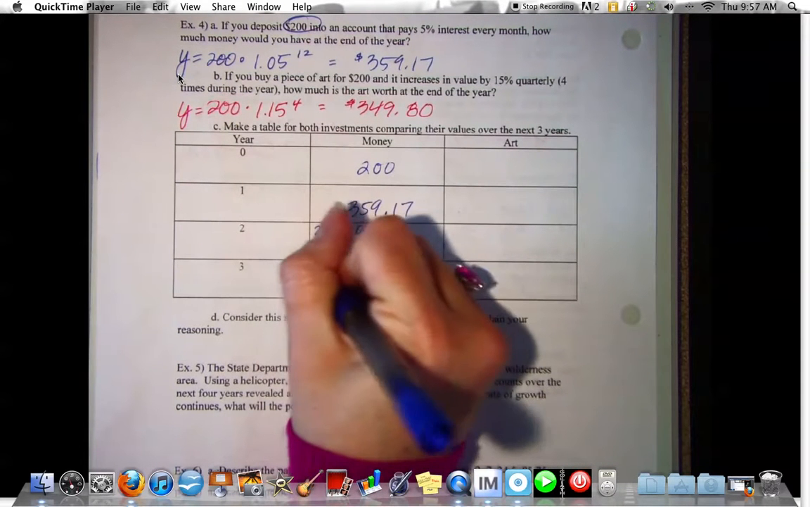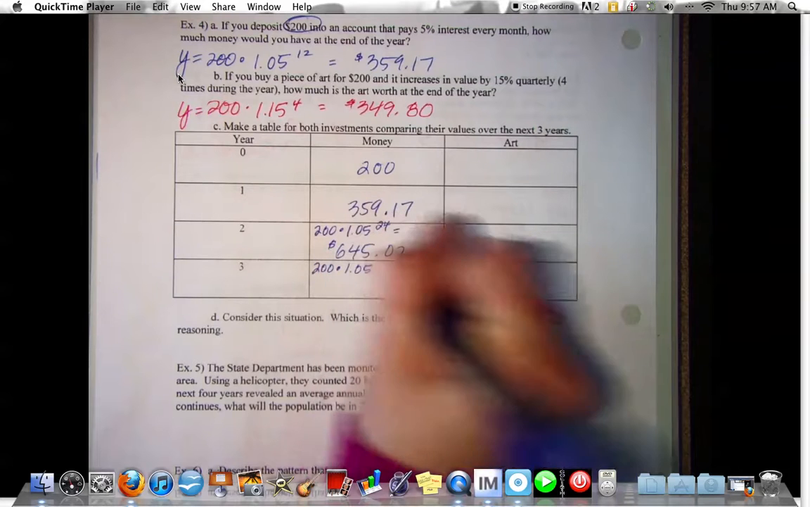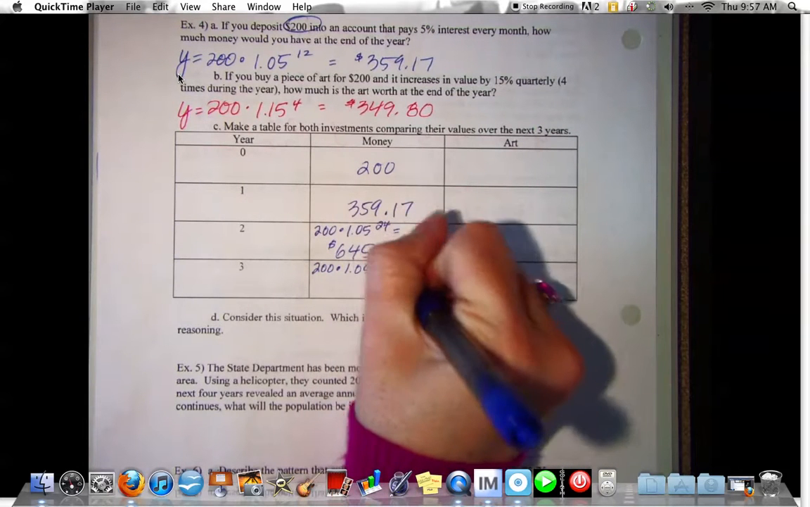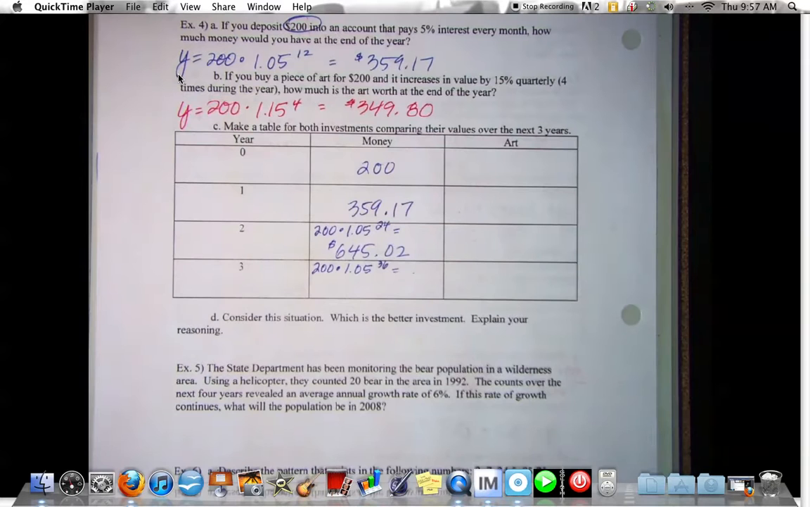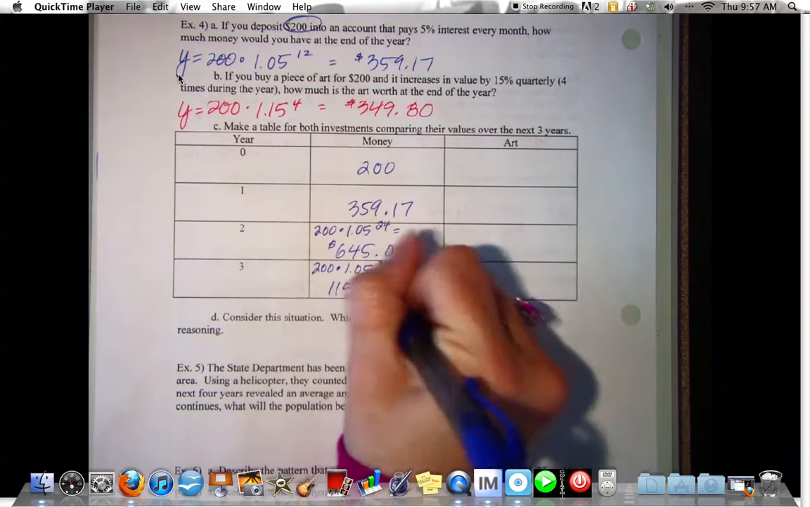For the 3rd year, 200 times 1.05 to the 36 gives us 1,158.36.